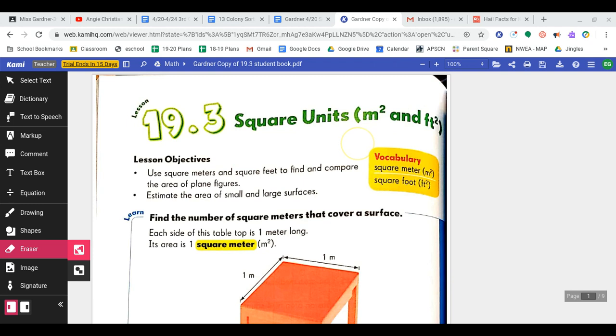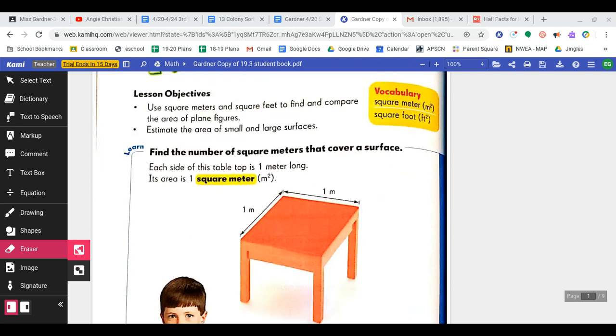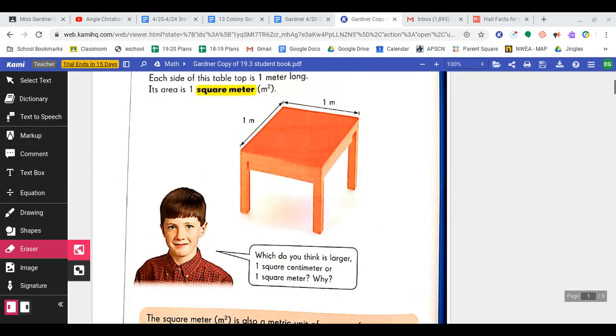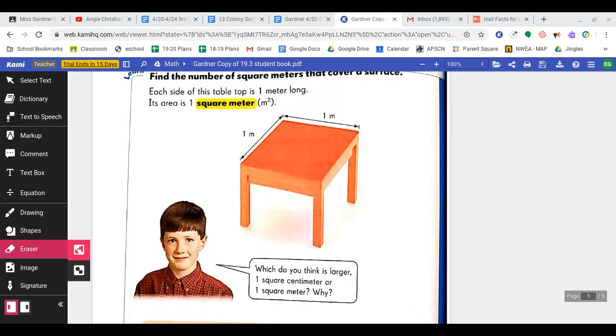Last week we talked about area being how much is within a shape or polygon. We were looking at inches and centimeters, which is pretty small, because 1 square inch is 1 inch this way and 1 inch down. It's the same with a centimeter, although a centimeter is smaller than an inch. Today we're going to look at feet and meters. On page 362, that's where we're going to start today.